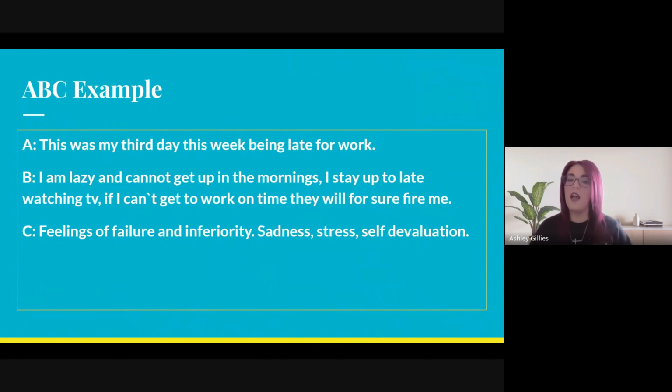I also just realized I have a grammar error. It's not "I stay up to late." It's T-O-O, too late. See, we all make mistakes. We all do it. It's all in how you handle it. What are you going to do about it moving forward?